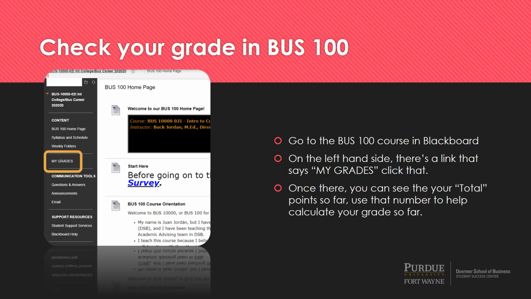In order to check your grades in Biz 100, you want to go into the class in Blackboard. Then on the left-hand side in the gray section, you'll see a link that says My Grades. Click that. Once there, you can see your total points so far. Use that number to help calculate your grade so far. And for those of you who are watching at home, it's that number from which I calculated your midterm grade. So if you got a letter in the mail, it's based on that number.